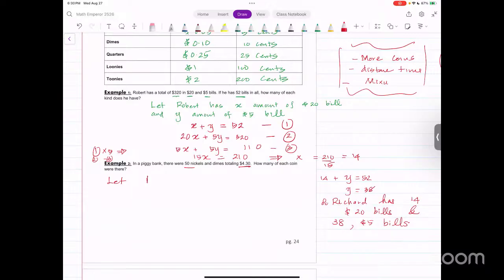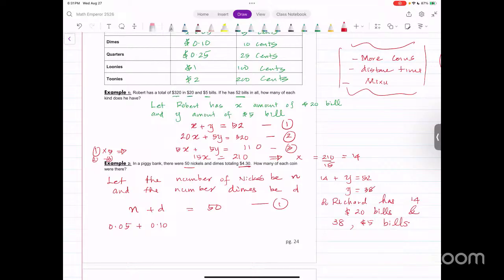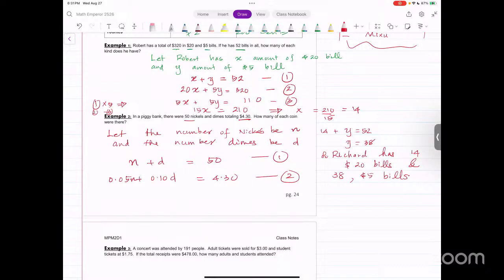So the number of nickels be N, and the number of dimes be D. Now altogether there are 50 coins. Their value, nickel is 5 cents, dime is 10 cents, is equal to $4.30. Very important unit. You need to find N and D. I'm going to let you guys define N and D. Can you find N and D, please? And then we will see the numbers you got. It'll take 5 minutes. Using those 2 equations, find N and D. Show your work.